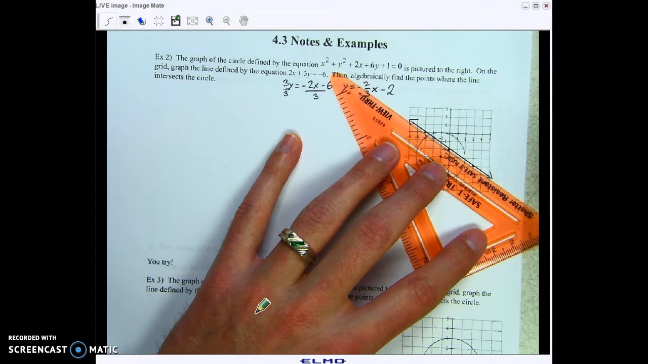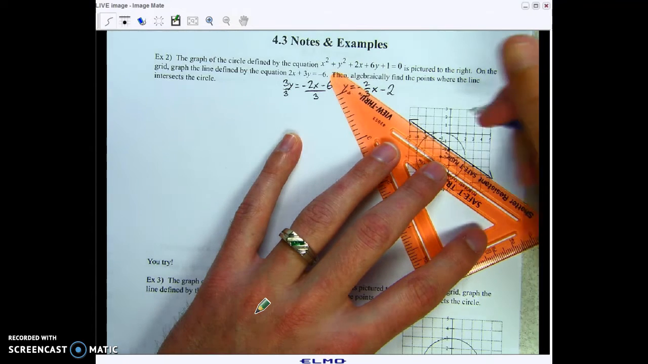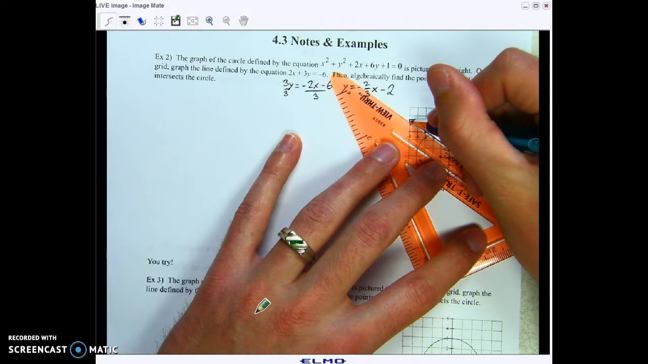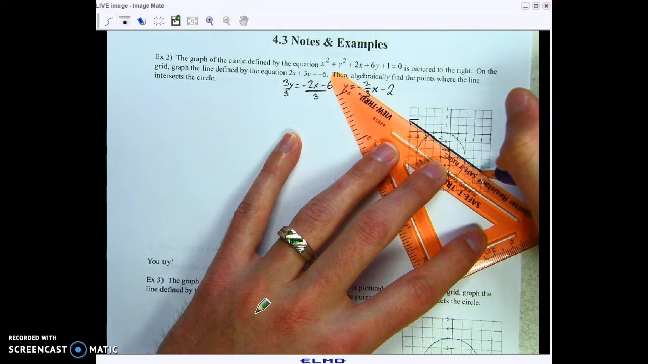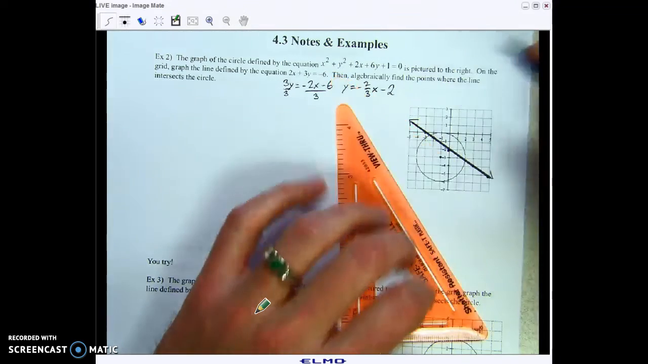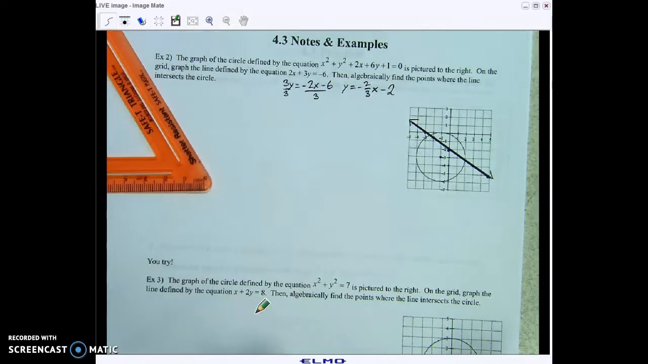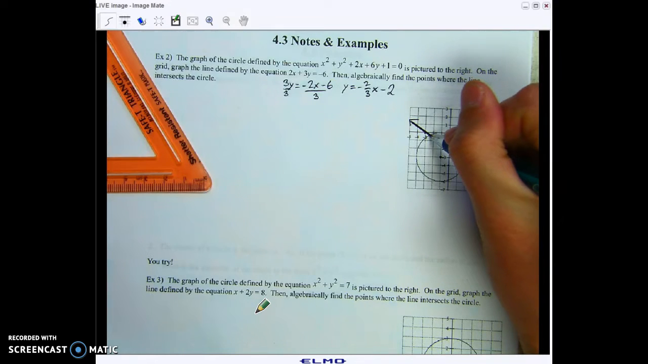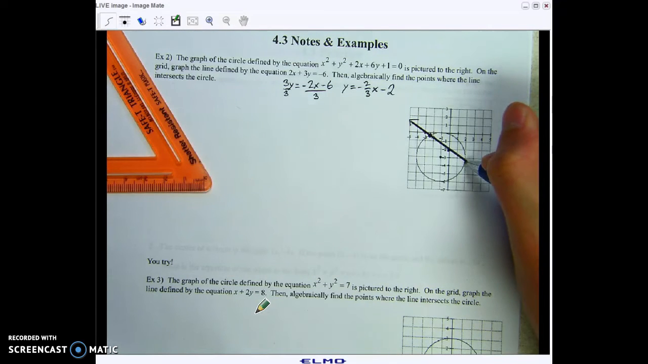I'm going to make my line a little bit wide so we have some tolerance on our intersection points. Okay, now the first thing that I notice is that my intersection points between the line and the circle are not really at nice values.